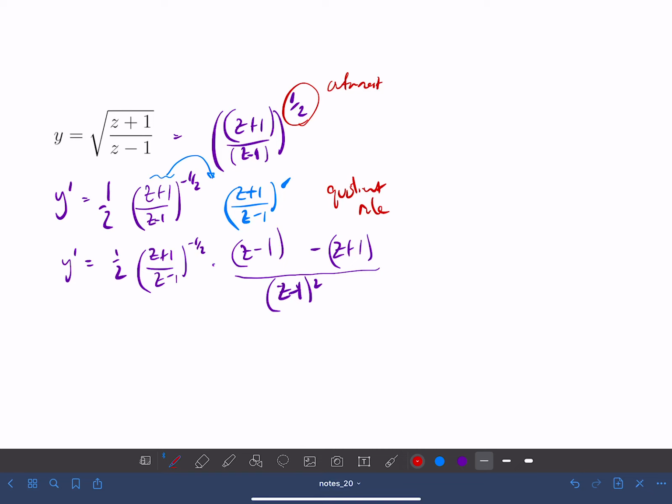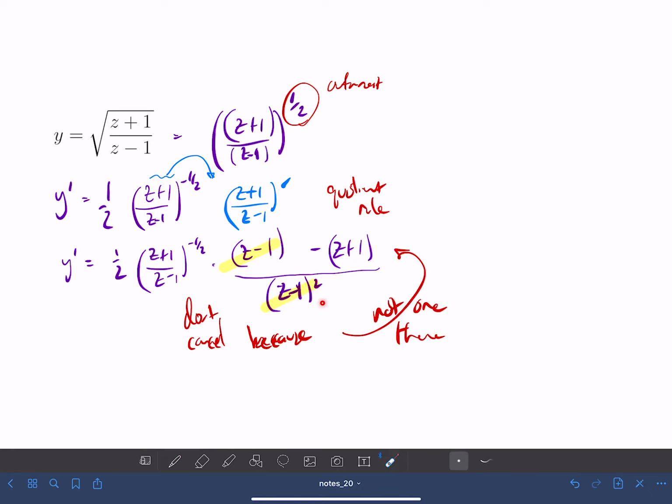There is a temptation in terms of these two places right there. People are going to be tempted to cancel, but don't cancel, because you don't have a 1 right here. If you try to cancel, you can only cancel out of the bottom here if everything on top has a 1, or else the cancellation's illegal and what you get is not equal. So just be careful about that.